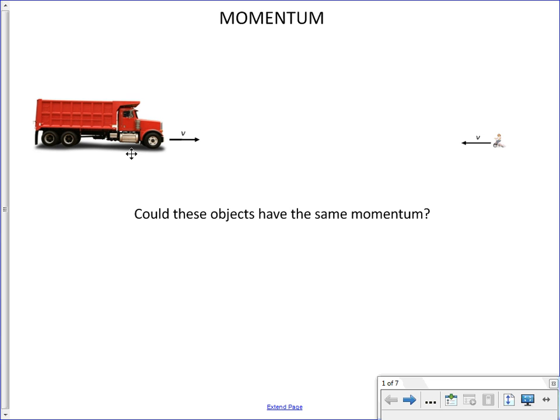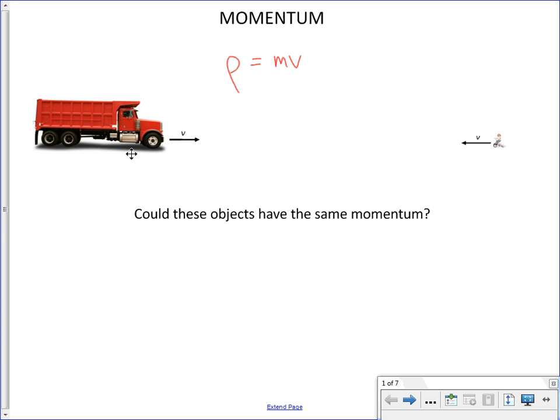First of all, the variable we use for momentum is that. It's like a lowercase p, but a little slicker. It's a Greek lowercase rho, but we'll still call it p. By definition, momentum is the product of an object's mass and its velocity. That's it. That's the definition of momentum. So that's a good place to start.